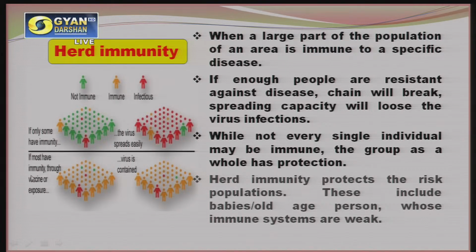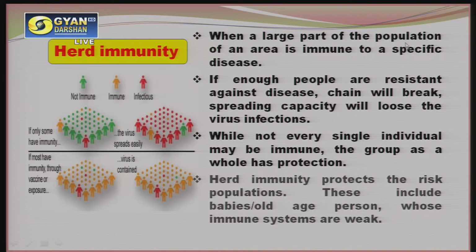Another, it must be immunity through vaccines or exposures. You can see it, the maximum number of people get immunized, and the virus is contained. Here the virus infection will not take place. So you can see the population after infection, or it may be through the injection of vaccines, they get immunized. So you can say it is herd immunity.